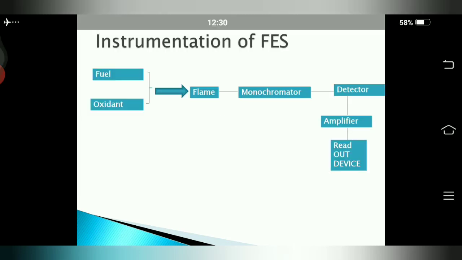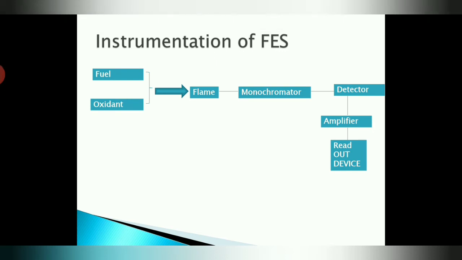Let us begin with the instrumentation of the flame emission spectrophotometer. High temperatures are necessary for the elements which are not easily excited in this particular technique. The various steps involved in the flame photometer are as follows. For generation of the flame, we must combine fuel and oxidant. After generation of the flame, we introduce our sample into the flame.